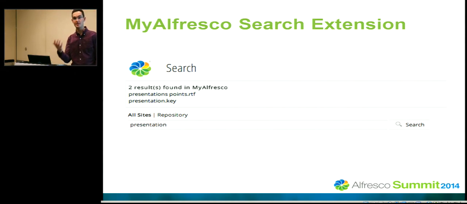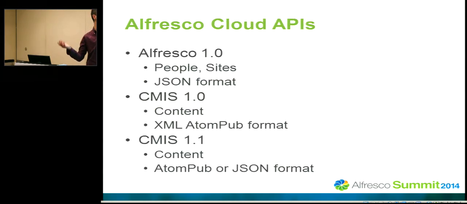I also developed a search extension, so that's doing a similar thing. It's going out to the Alfresco cloud when you do a search on your on-prem repo, and it's saying, we found these other documents, are these useful to you? So this is leveraging the cloud APIs.